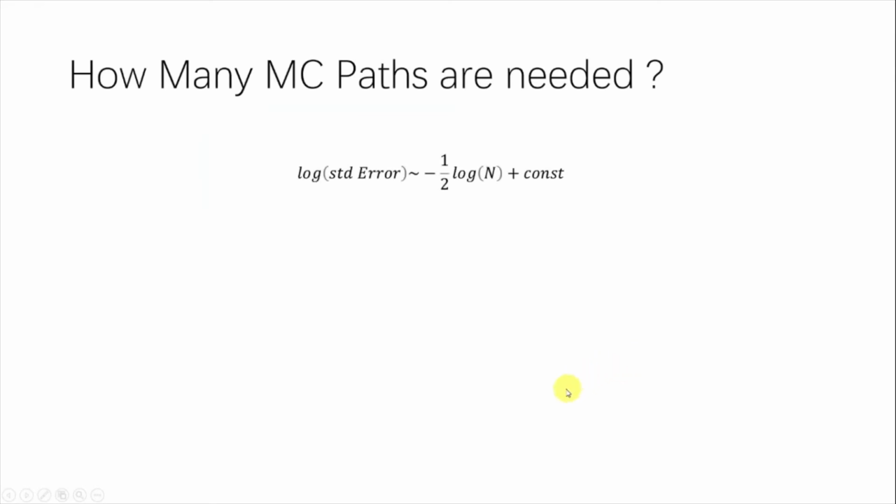So what we just got is that the log of standard error is approximately negative 0.5 log of n. If we do an exponential on both sides and do some math, we can find the standard error is approximately c over square root n. So the standard error is decreasing at a rate of square root n. As your number of paths increases, your standard error will decrease, so your fair value will be more accurate.